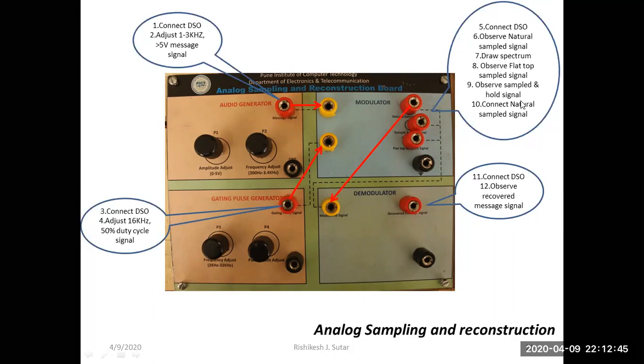The probable questions on sampling are: what is sampling theorem, natural sampling, flat top sampling, sample and hold, PWM, PPM, generation and detection of PAM, PWM, PPM techniques. So that is today's second practical, that is analog sampling and reconstruction.